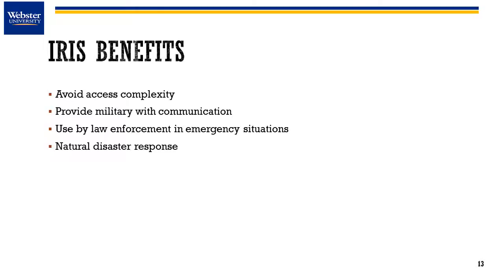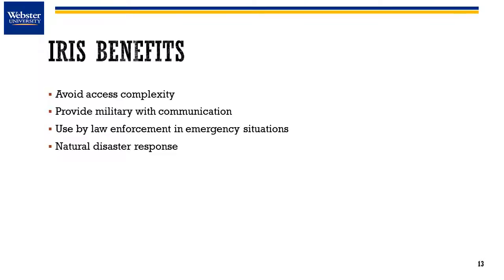Additionally, Iris provides the ability to support military personnel that are on the ground in areas where terrestrial connectivity is limited or non-existent. This technology is very beneficial to the military, but it's also beneficial to other entities, such as law enforcement agencies that respond to natural disasters or emergency situations. So, since law enforcement has to react very quickly, the Iris system allows for quick access to the satellite, to the communications that are necessary.